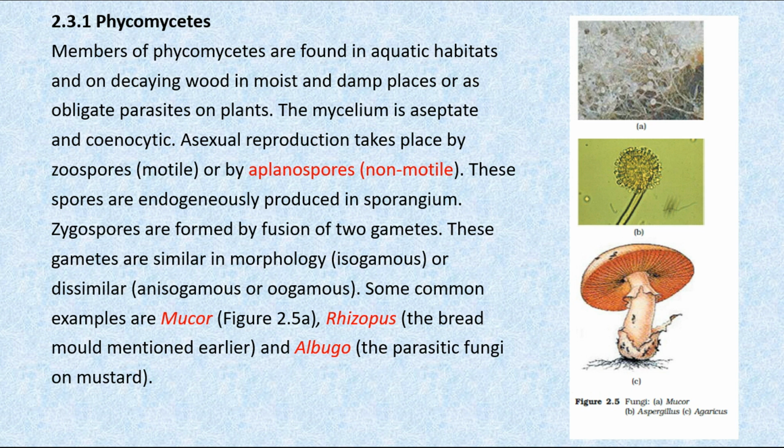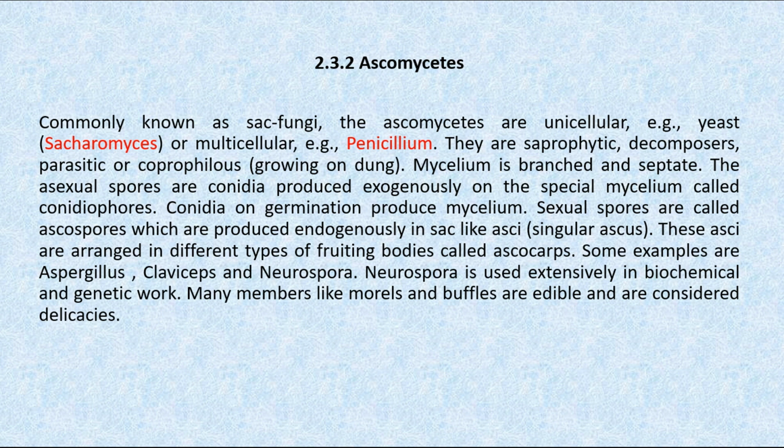Ascomycetes. Commonly known as sac fungi, the Ascomycetes are unicellular, e.g., yeast (Saccharomyces), or multicellular, e.g., Penicillium. They are saprophytic, decomposers, parasitic or coprophilous, growing on dung. Mycelium is branched and septate. The asexual spores are conidia produced exogenously on the special mycelium called conidiophores. Conidia on germination produce mycelium.